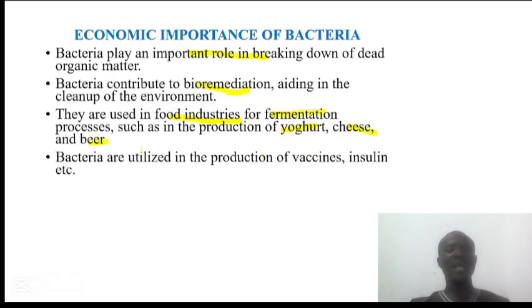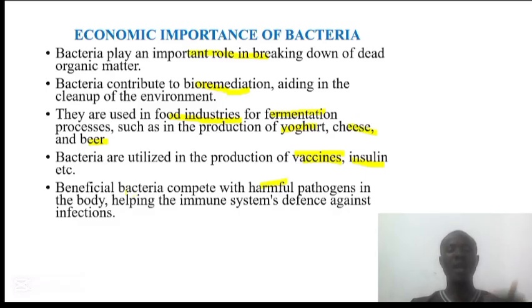Number three, they are utilized in the production of vaccines. When they want to make a vaccine, they use the bacteria itself that is causing that disease. They mutate it so that it cannot cause any disease and they inject it into a healthy human in the form of what we call a vaccine. And they are used in the production of insulin. This insulin is there to regulate the blood glucose level.